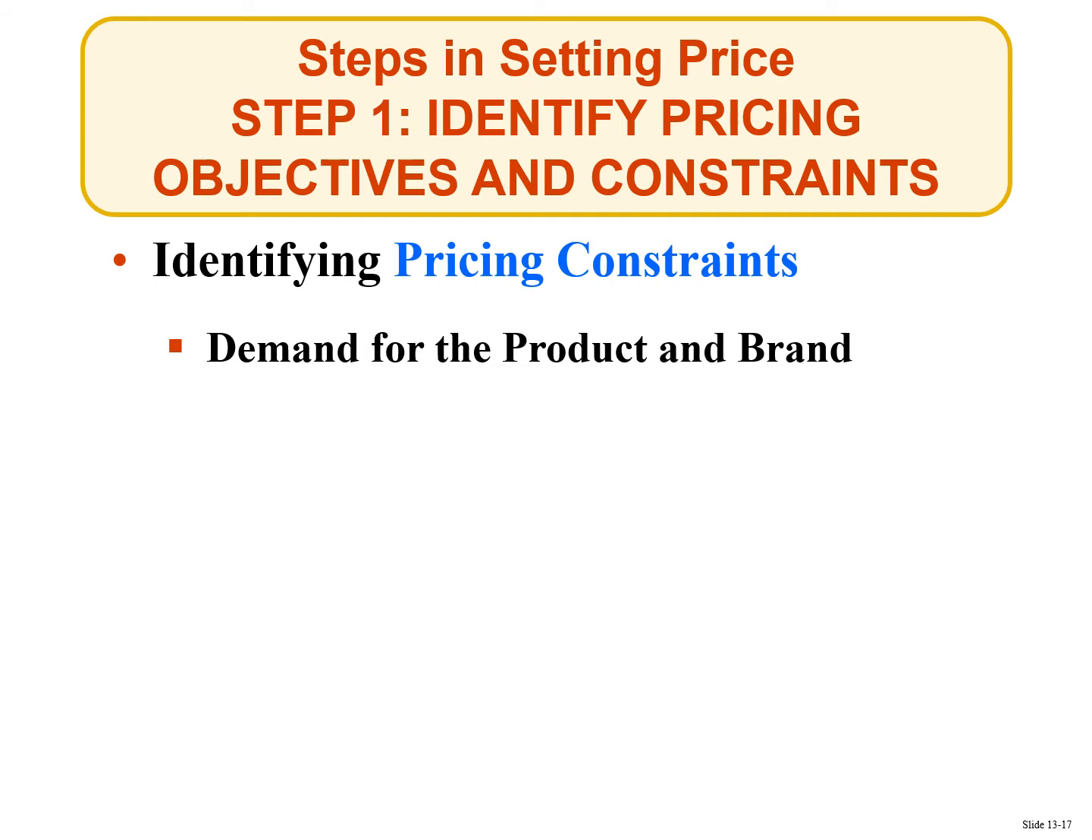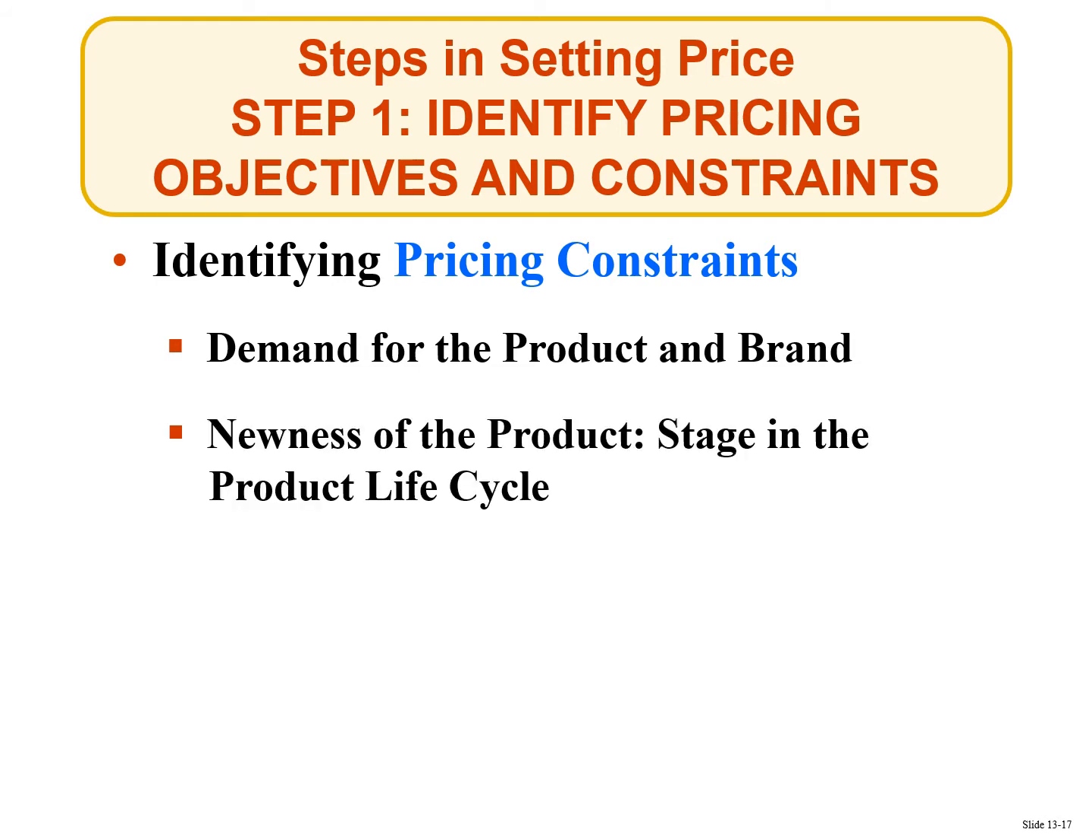So once you have identified your pricing objectives, you need to identify pricing constraints. And pricing constraints can be demand for the product and brand. Is there a demand for the product and brand? These are your constraints, because based on the demand, if it is low demand, then you have to set your price accordingly. If it is high demand, then you might have more flexibility. So demand for the product and brand can be a pricing constraint.